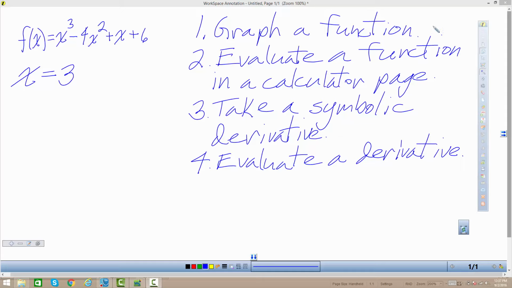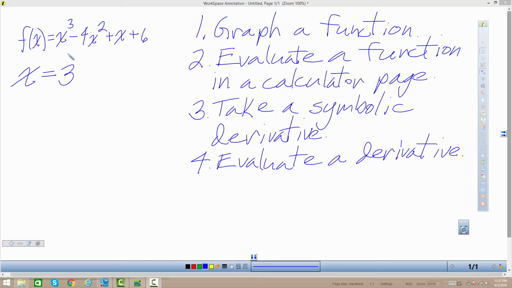This video will show you how to perform 4 common calculus operations in the TI Inspire calculator. We'll learn how to graph a function, evaluate that same function in a calculator page, take a symbolic derivative of that function in the calculator page, and evaluate that derivative.